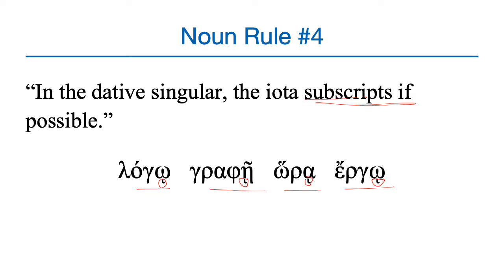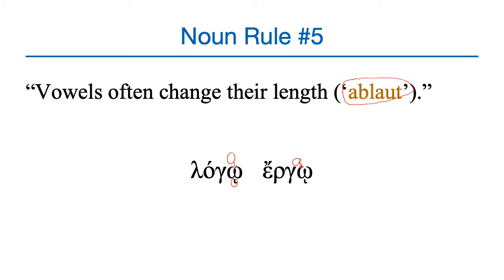We begin continuing in chapter 7, noun rule number 4, which says in the dative case singular, the iota subscripts. You know what the iota is. Basically, it's saying in a word like logo, which is the dative singular, the omicron lengthens to omega, the iota subscripts under that omega. That is noun rule number 4: the iota subscripts under the last vowel of the dative singular, which is always going to be long.